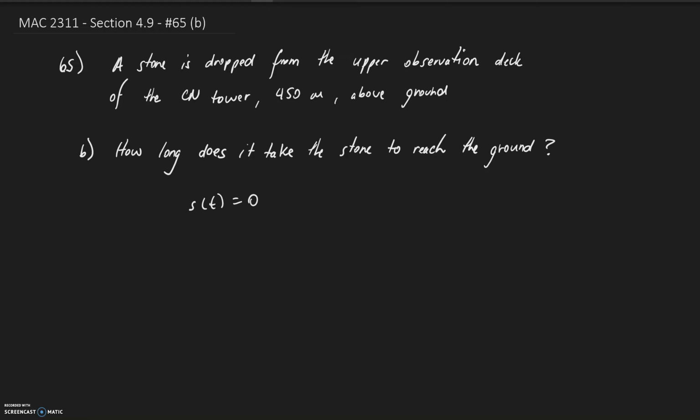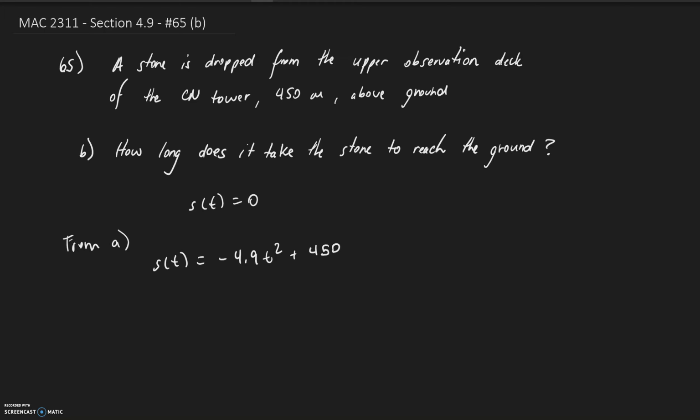Because the position function is set up in such a way that S of 0 equals 450 meters above ground, so we solve S of t equals 0 to find when the stone's at ground level. So from part A, we had that S of t is equal to minus 4.9 t squared plus 450 meters.